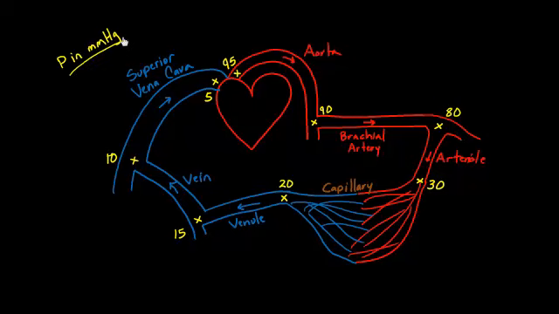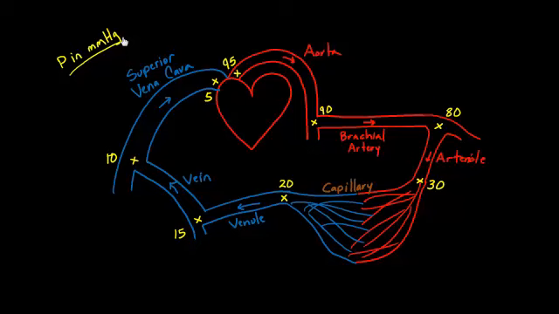So the pressure falls dramatically, right? So from 95 all the way to 5. And the heart is a pump, so it's going to instill a lot of pressure in that blood again and pump it around, and that's what keeps the blood flowing in one direction.